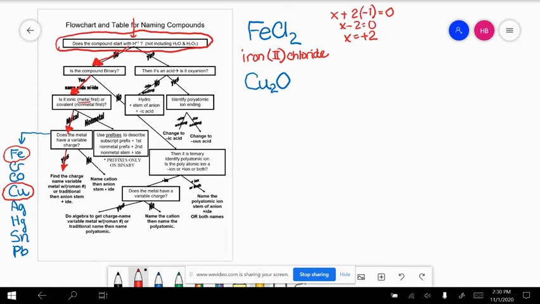So we can do the algebra and say, this is a tricky one. This one trips people up all the time. You can say that there's 2 coppers that I don't know the charge of, but there's 1 oxygen that I do know the charge of, and it's a compound, so it's going to add up to 0. So the charge on copper in this compound is +1. So this is copper(I) oxide.